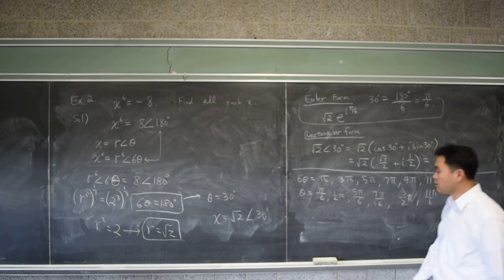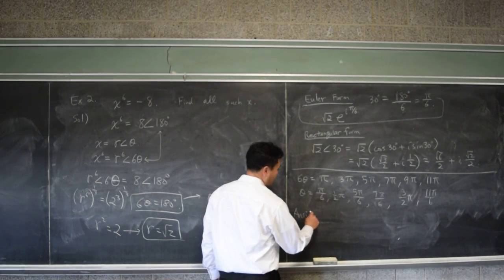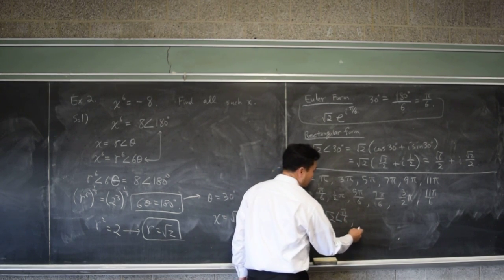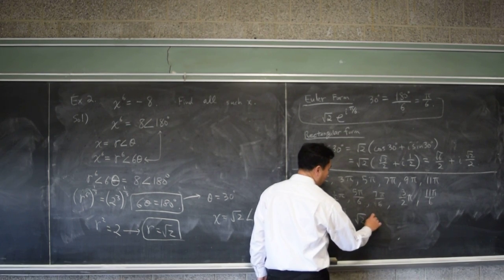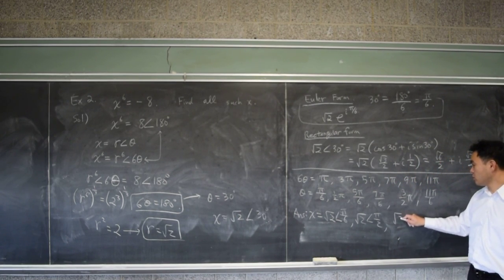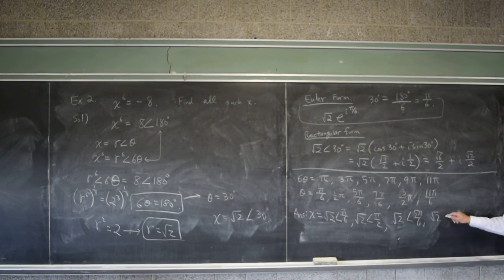Therefore, the answer is, if you write in terms of polar form, we know that x must be square root of 2 angle pi over 6, or square root of 2 angle pi over 2, square root of 2 angle 5 pi over 6, square root of 2 angle 7 pi over 6, square root of 2 angle 3 pi over 2, and finally square root of 2 angle 11 pi over 6.